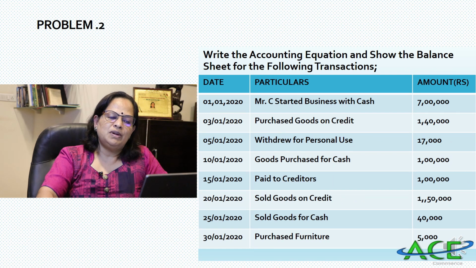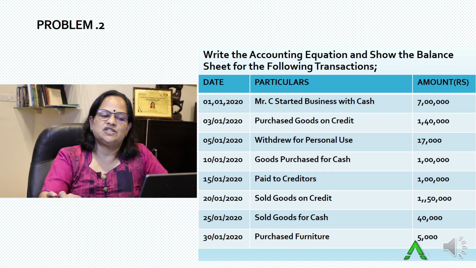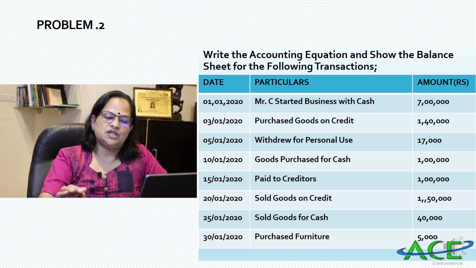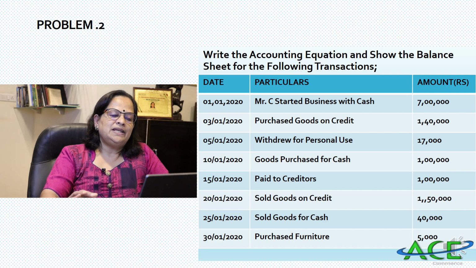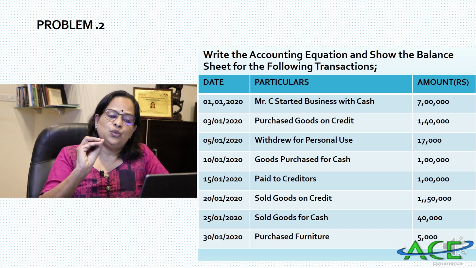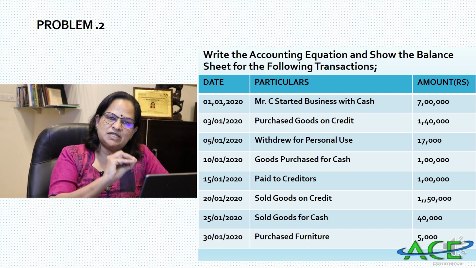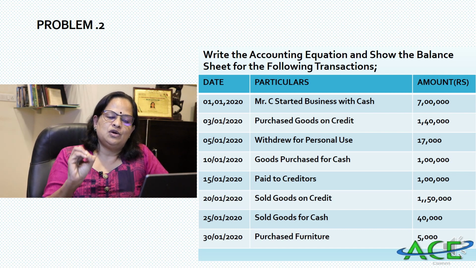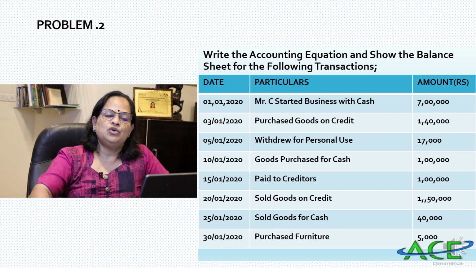Now we are coming to problem 2. This has got 8 subdivisions. So first one is Mr. C started business with cash. Second one is purchase goods on credit for 1,40,000. Next is withdraw for personal use. New item is coming, drawings. So capital value will reduce, cash balance also will reduce. Goods purchase for cash 1 lakh. Paid to creditors 1 lakh. Sold goods on credit 1,50,000. Sold goods for cash 40,000. Purchase furniture. So these 8 transactions I am going to explain.